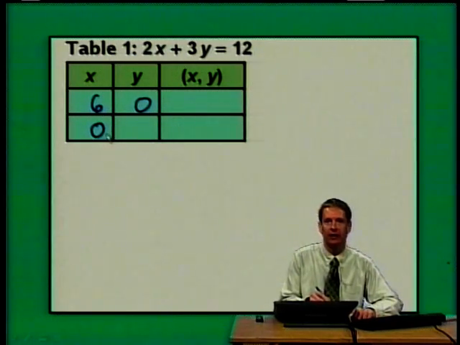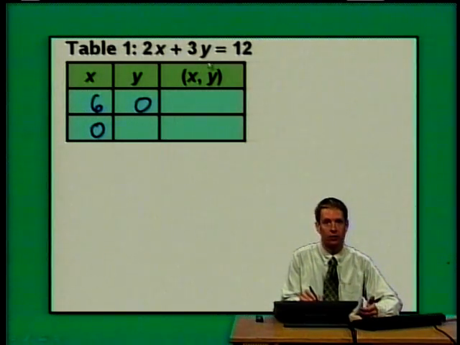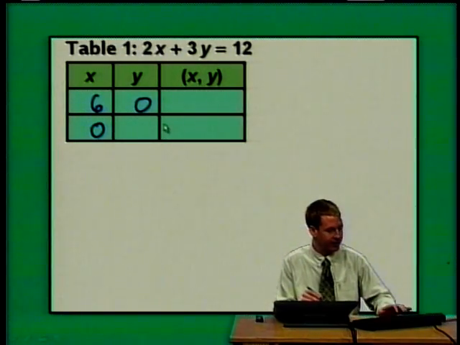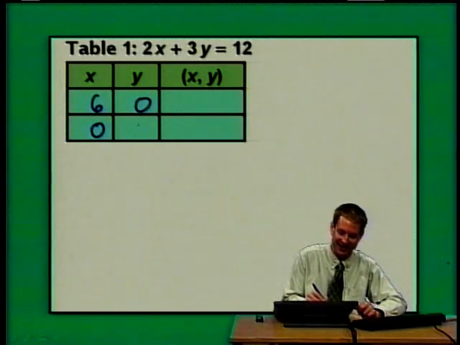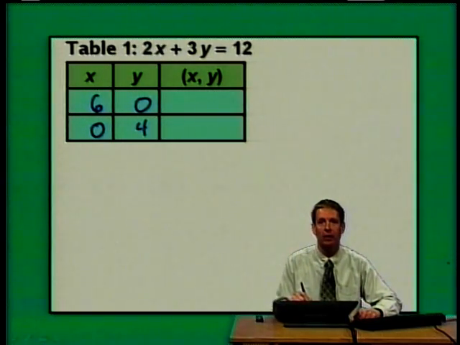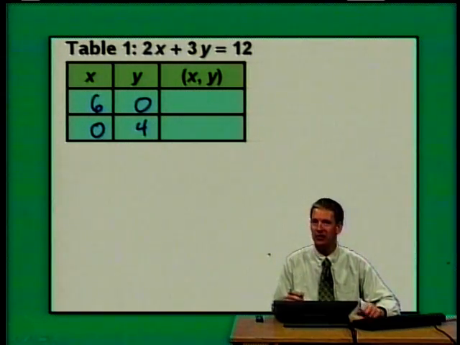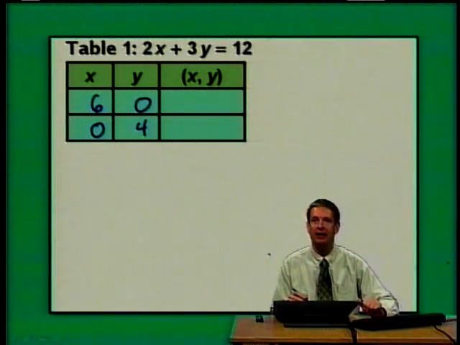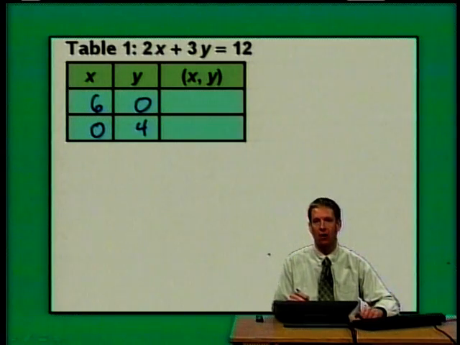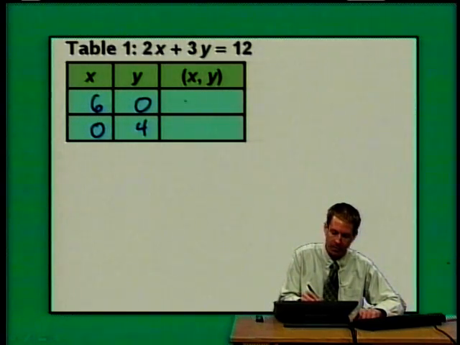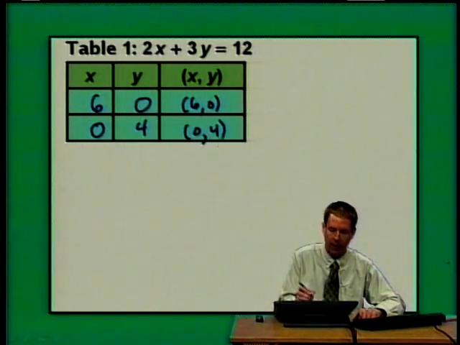When x is 0, we get the equation 2 times 0 plus 3y equals 12. 3y equals 12. I guess y must be 4, because 3 times 4 is 12. So far, I haven't written down the actual solutions. I certainly have clearly implied them, but the actual solutions are ordered pairs. They're the ordered pairs (6, 0) and (0, 4).